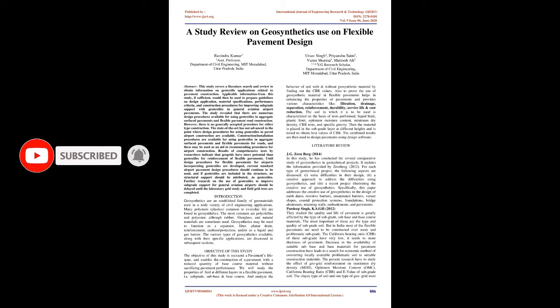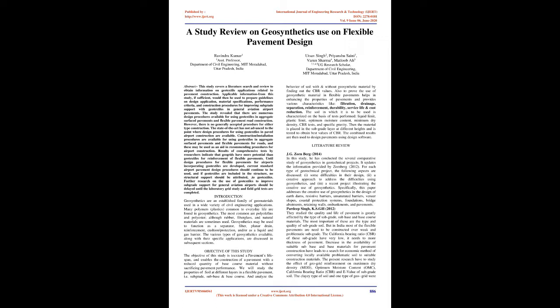The state of the art has not advanced to the point where design procedures for using geotextiles in paved airport construction are available. Construction/installation procedures are available for using geotextiles in aggregate surfaced pavements and flexible pavements for roads, and these may be used as an aid in recommending procedures for airport construction. Results of comprehensive tests by researchers indicate that geogrids have more potential than geotextiles for reinforcement of flexible pavements.